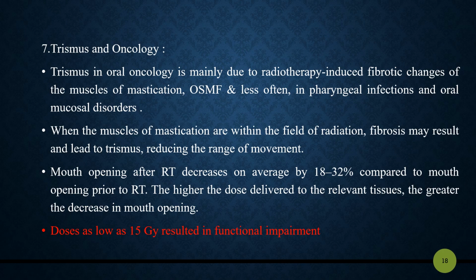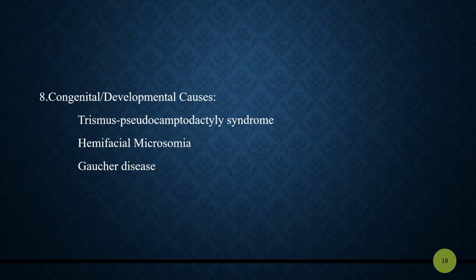Now, when the muscles of mastication are within the field of radiation, fibrosis may result and lead to trismus, reducing the range of movement. The mouth opening after radiotherapy decreases on an average by 18 to 32% compared to the mouth opening prior to radiation therapy. Doses as low as 15 Gy resulted in functional impairment.